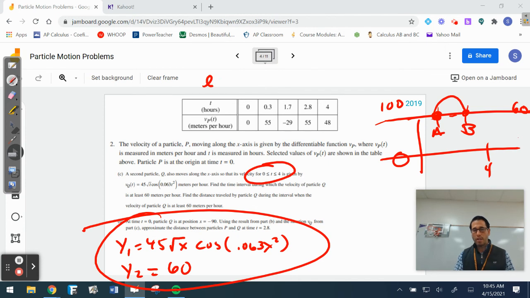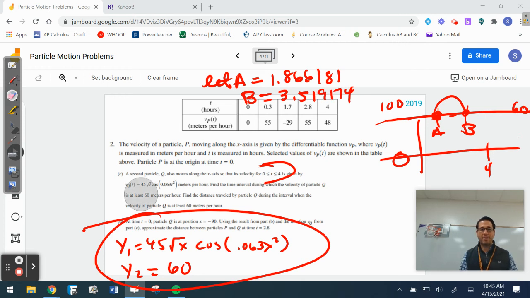Remember, you store it. So we're going to let A equal 1.866181. Make sure you got that. If you don't, come in and see me for help. B is 3.519174. And make sure you're getting those, right?